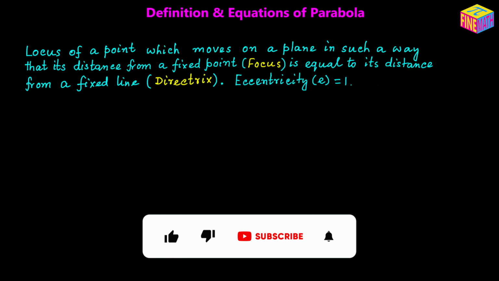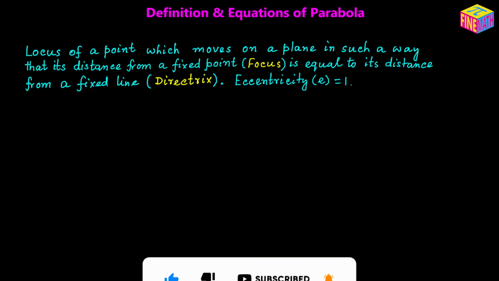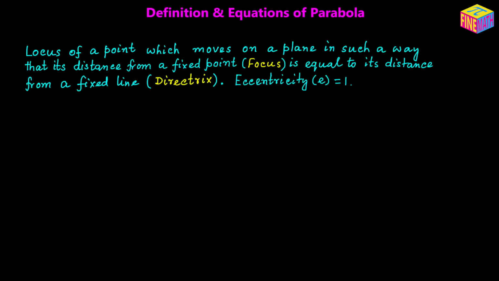A parabola is nothing but the locus of a moving point that moves on a plane in such a way that its distance from a fixed point is equal to its distance from a fixed line. The fixed point is called the focus and the fixed line is called the directrix, and in this case the eccentricity will be equal to 1.